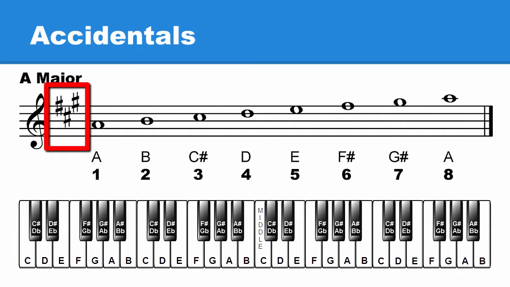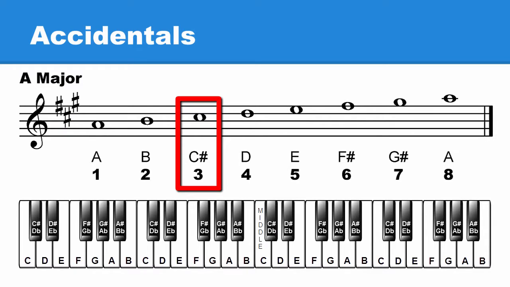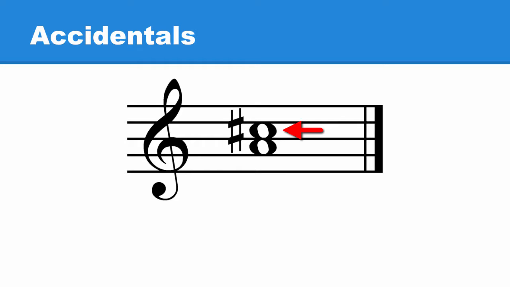The key signature for the A major scale has three sharps: F sharp, C sharp, G sharp. We see scale degree 3 is C sharp in the A major scale, the same as the top note in this interval. So we know it's a major third.